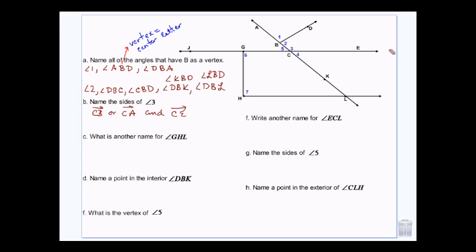Okay, another name for GHL. Let's find GHL real quick. GHL, yeah? I can call it angle 7, or I can call it angle LHG. I can change the order of the letters around that center letter. As long as the vertex stays in the center, the other two letters can flip-flop.